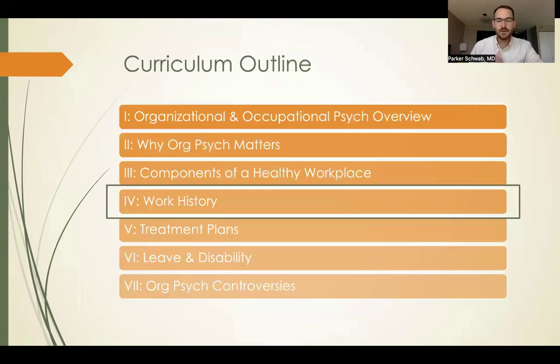To go over what we've gone through before, in section 1, we covered what organizational and occupational psychiatry is, just briefly, including a history of the field. In section 2, we went over why organizational psychiatry matters to us as physicians, as well as to our clients and patients. And then in section 3, we went over the U.S. Surgeon General's framework for the components of a healthy workplace. Hopefully this has set us all up to begin thinking about how we might begin conversations of work with our patients and how to navigate this.